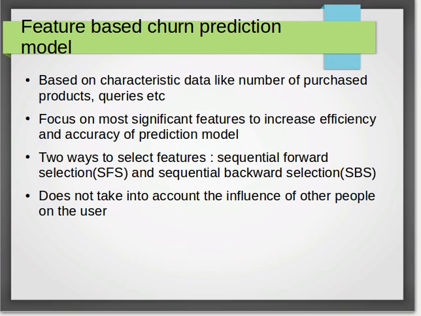So the first prediction model would be feature based churn prediction model, and this is based on characteristic data like number of purchased products, queries, etc. This focuses on the most significant features, and if the significant features can be identified correctly, the efficiency and accuracy of this prediction model as well increases. There are two ways. First is sequential forward selection, where you keep on adding the most important features for the user, and the other method is sequential backward selection, where you put all the possible features in a bucket and then keep on removing unimportant features from it.